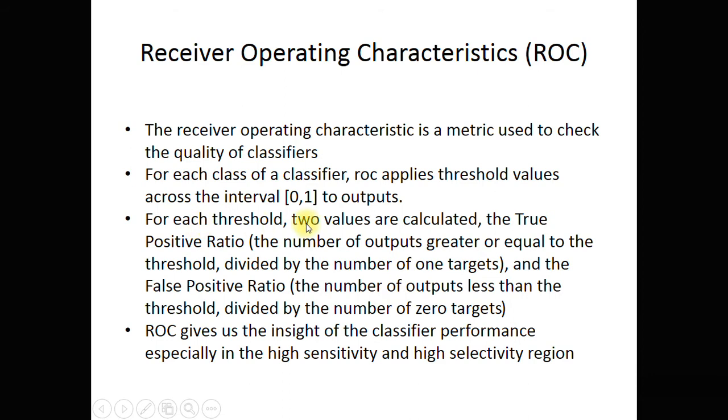For each threshold, two values are calculated: the true positive ratio, that is the number of outputs greater or equal to the threshold divided by the number of 1 targets, and the false positive ratio, the number of outputs less than the threshold divided by the number of 0 targets. That is the correct output versus whatever we have expected at the output. ROC gives us insight into the classifier performance, especially in the high sensitivity and high selectivity region. So it actually tells us how good your classifier is.